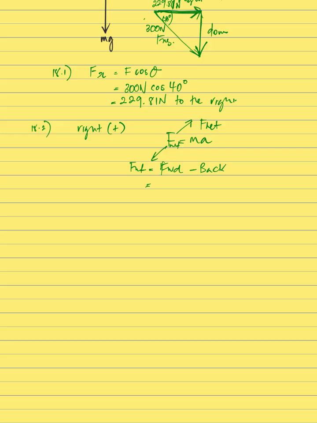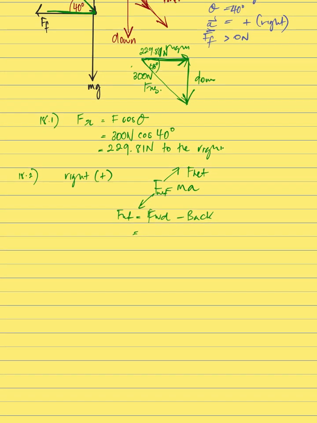So what's moving it to the right? What's moving it to the right is the 229.81. That's my forward force. Minus the backward force. But I don't know the backward force. So that's just friction. Alright, so now I can take this F net and pop it into my calculation.